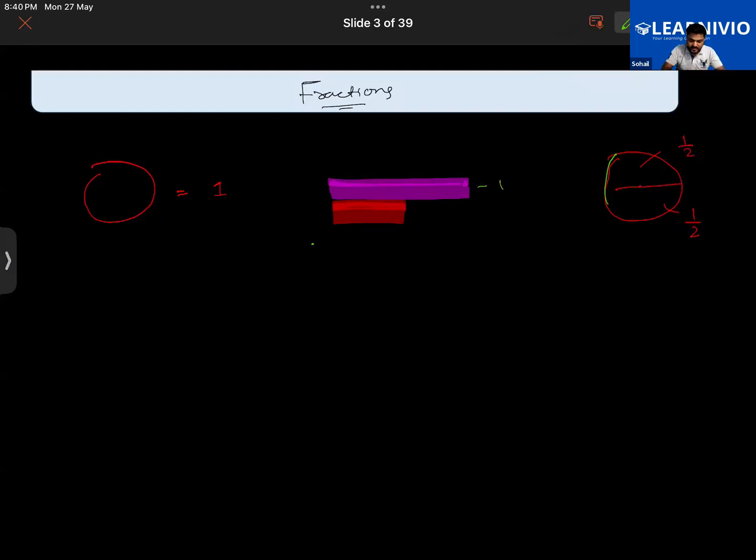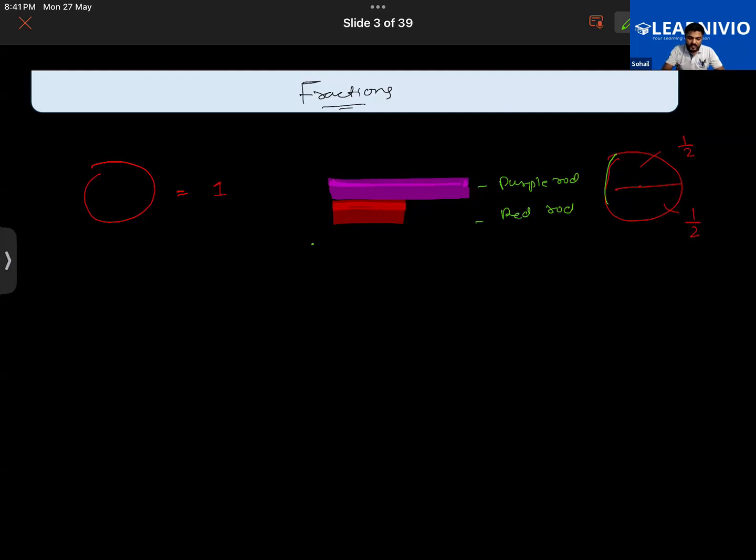Say that this is the purple rod and this is the red rod. Now I ask you to find out the half of this purple rod. The half of the purple rod will be simply this red rod. It looks as if it is almost half the size of the purple rod, isn't it?